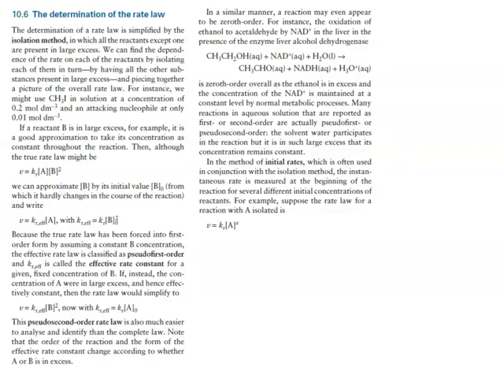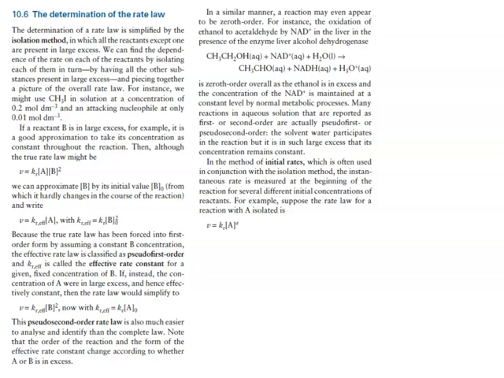So, the determination of rate law. The determination of rate law is simplified by the isolation method, in which all the reactants except one are present in large excess. We can find the dependence of the rate on each of the reactants by isolating each of them in turn, by having all the other substances present in large excess and piecing together a picture of the overall rate law. For instance, we might use methyl iodide in solution at a concentration of 0.2 moles per cubic decimeter and an attacking nucleophile at only 0.01 moles per cubic decimeter.